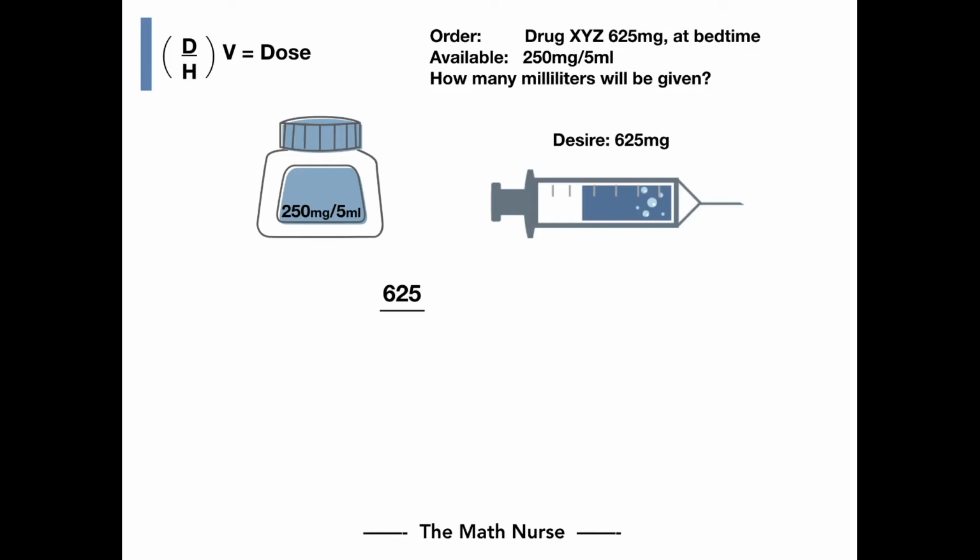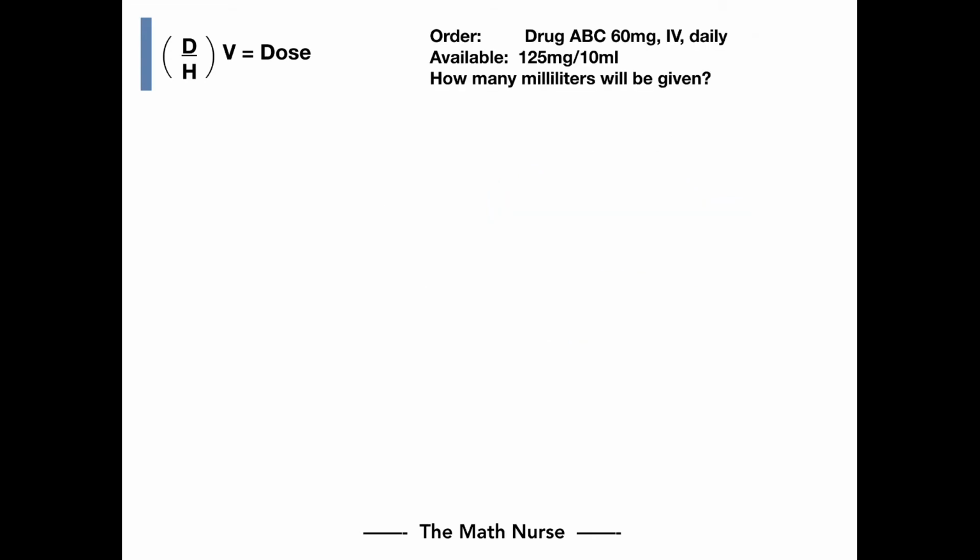So we're going to take our desire, 625, divide it by what we have, 250, and we're going to times this one again by 5 because there's 250 milligrams in every 5 milliliters. So 5 milliliters is our volume. 625 divided by 250 times 5 equals 12.5 milliliters. That's how much we're going to draw up in our syringe to give the patient. 12.5 milliliters.